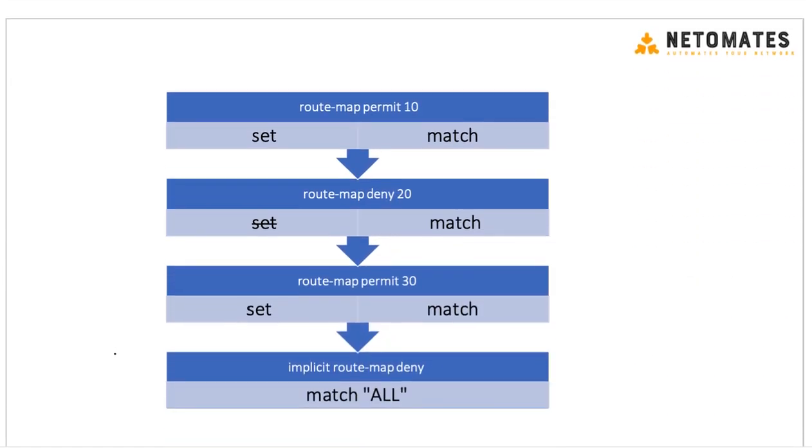So let's see how it works when we have multiple statements. In this case we have the same route map, but with 3 statements. One is permit, the next one is deny, and the next one is again permit. If any route does not match any of these, it will be processed by the implicit deny, which will not advertise the route for any network that is not listed here.